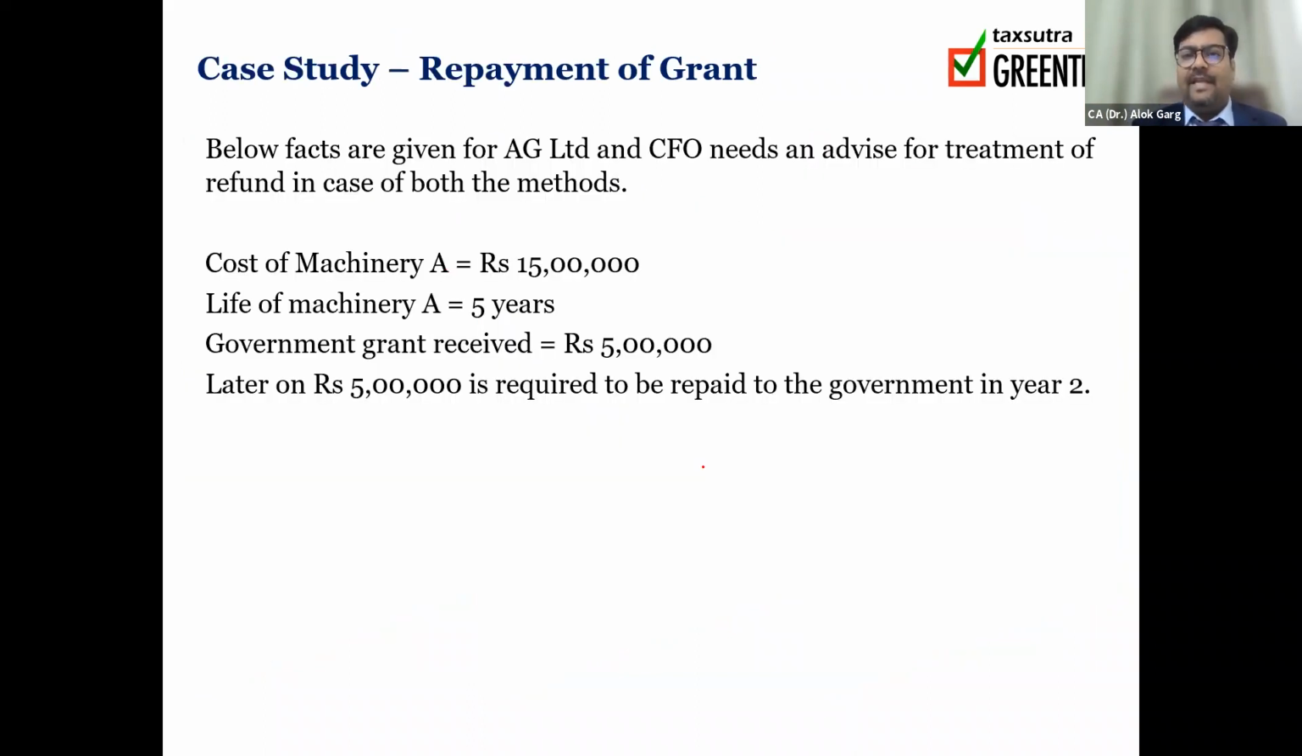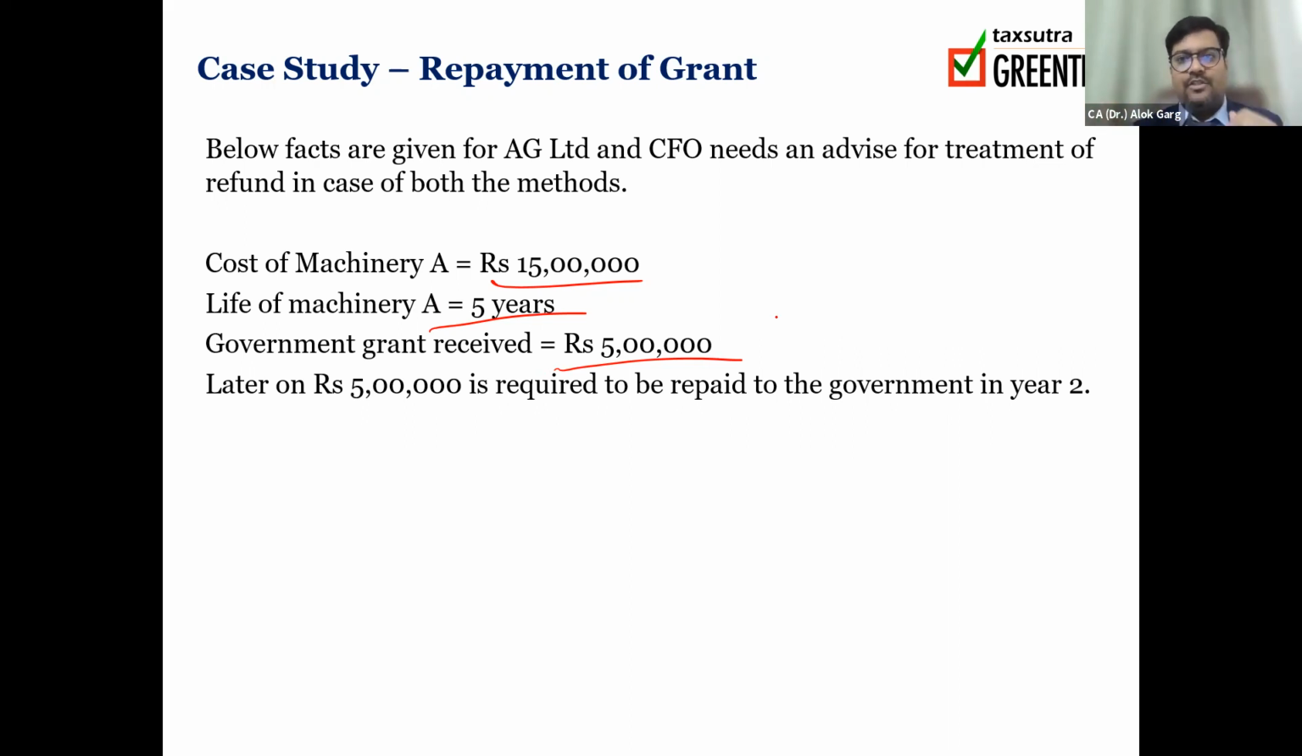Below facts are given for AG Limited, and the CFO needs advice for the treatment of refund in case of both the methods. Cost of machinery A is 15 lakh. Life of machinery A is 5 years. It means 3 lakh is the depreciation per annum. And the government grant received is 5 lakh rupees. So going by the gross approach, 15 lakh has to be shown as cost of the asset, 5 lakh has to be shown as a government grant, and every year 3 lakh rupees depreciation is required to be charged, and every year 1 lakh rupees other income is required to be recognized.